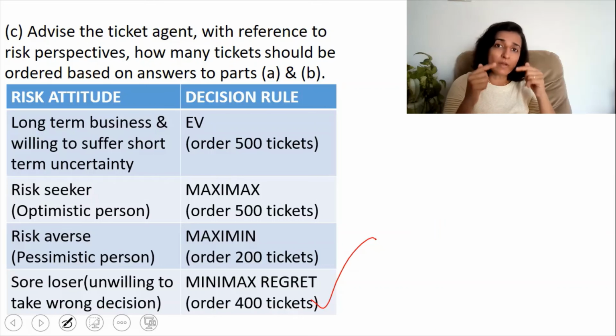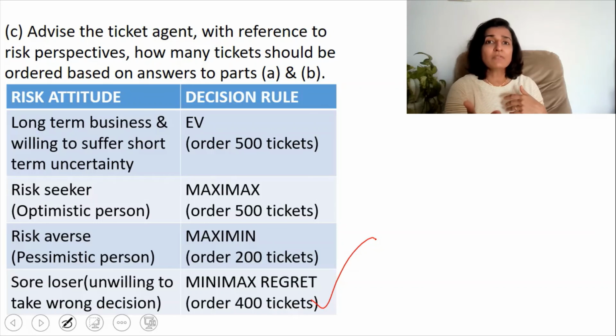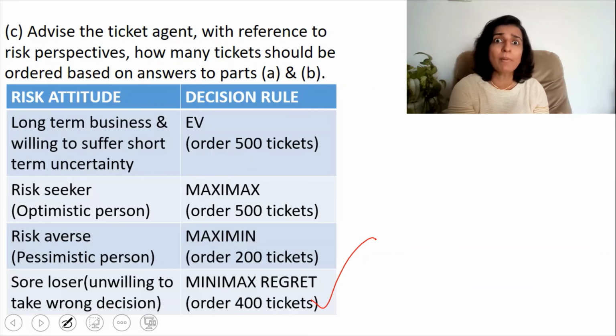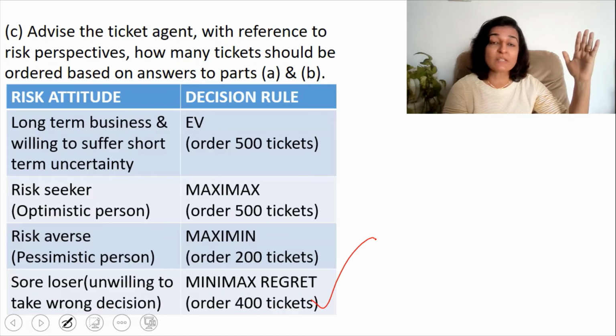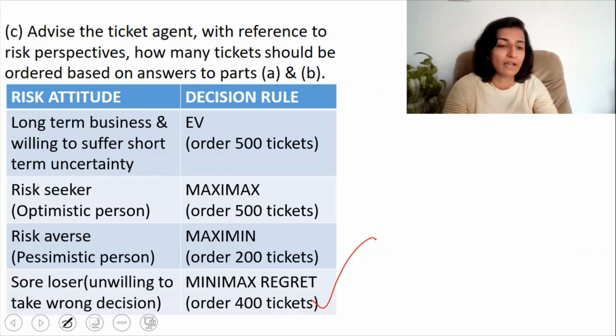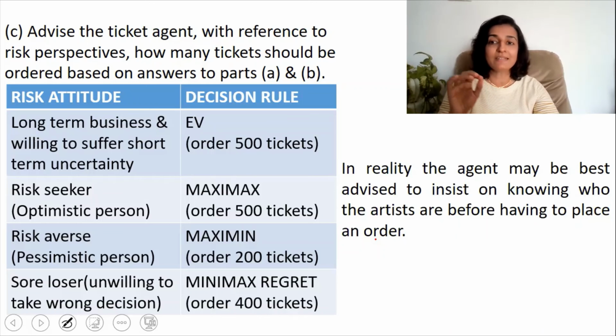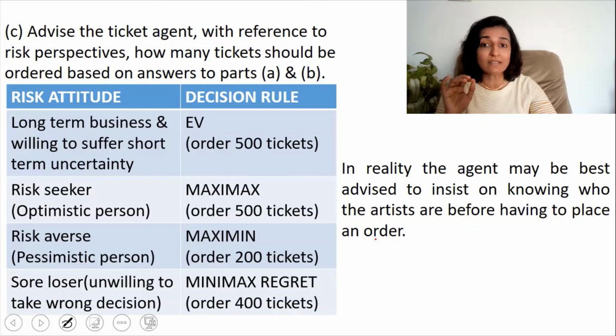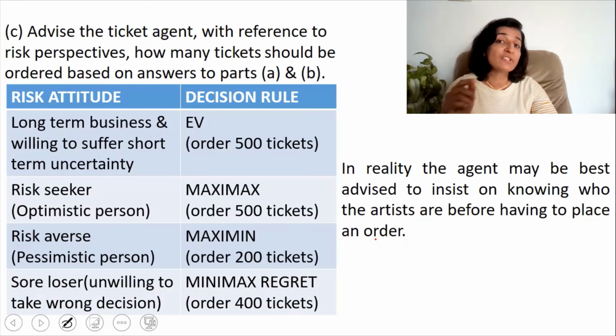But should the ticket agent always be guided by the risk attitude? If there was a concert of a very popular brand, say BTS, then everyone will jump and buy the tickets, right? So basically, it is not the risk attitude which he has to consider. He has to see who is the artist who is performing the concert. If he's a popular artist, yes, go for a maximum buy because the demand will be really high. So on a practical note, in reality, the agent may be best advised to insist on knowing who the artists are before having to place an order, because it is based on the popularity of the artist that he should make a decision. With this, we come to an end of today's session.